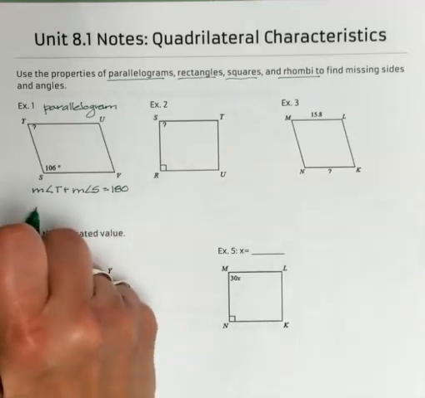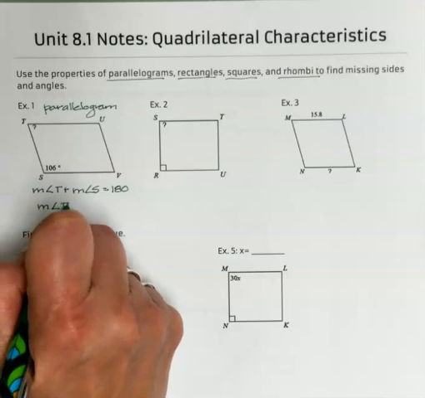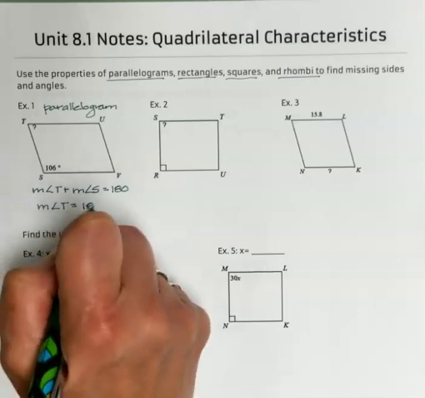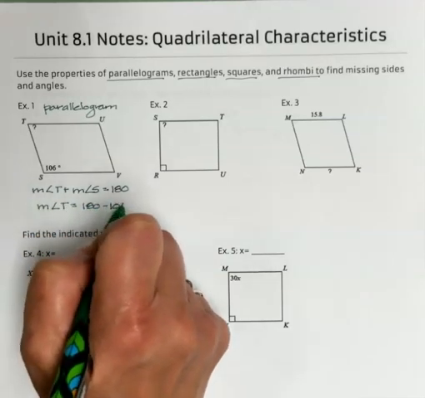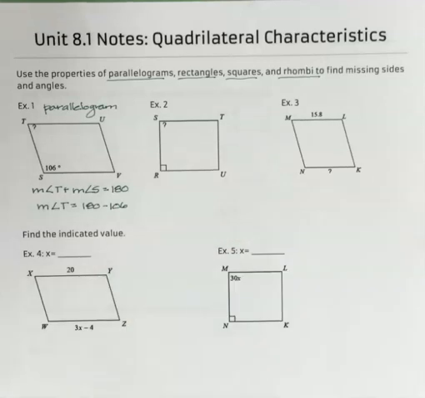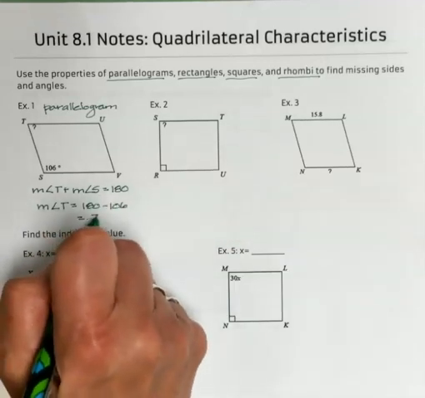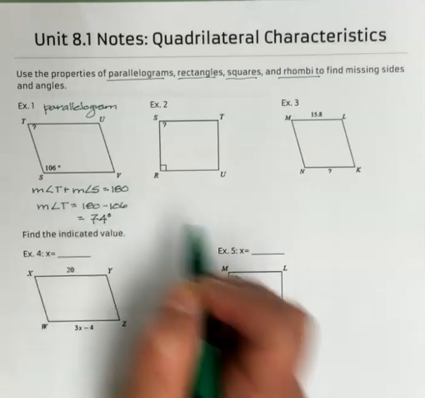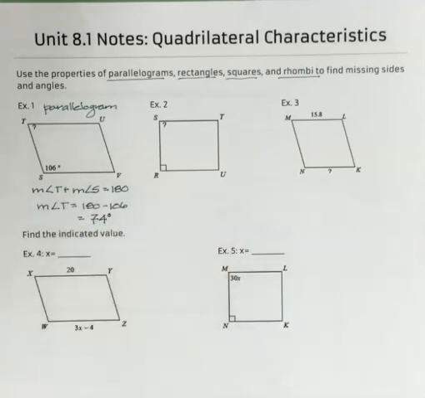So if we want to find the measure of angle T, we're simply going to take 180 and subtract the measure of angle S, giving us 74 degrees.